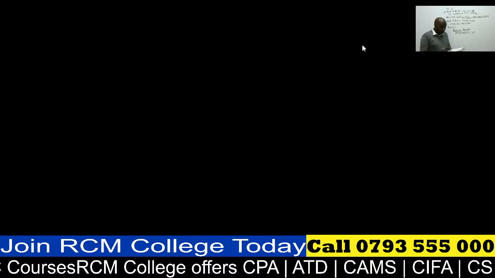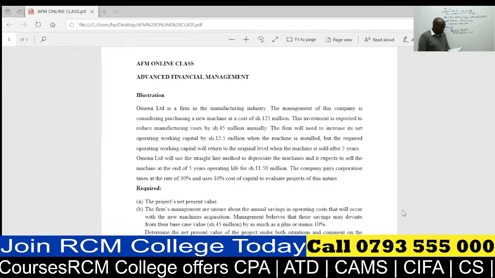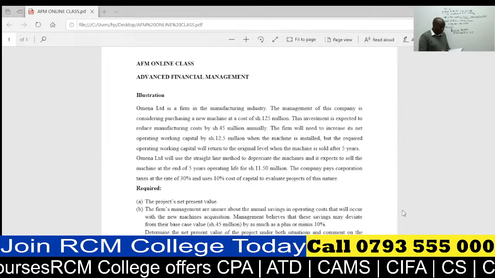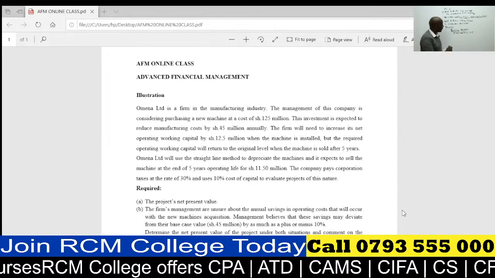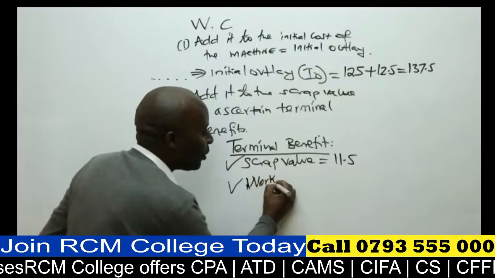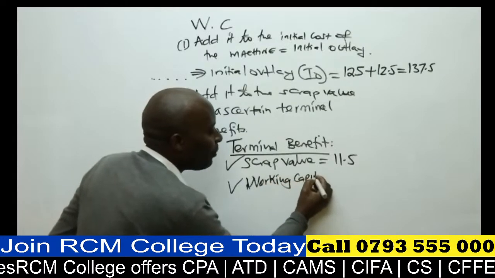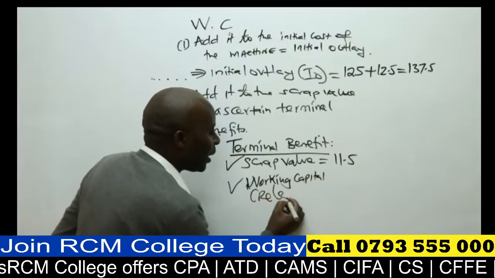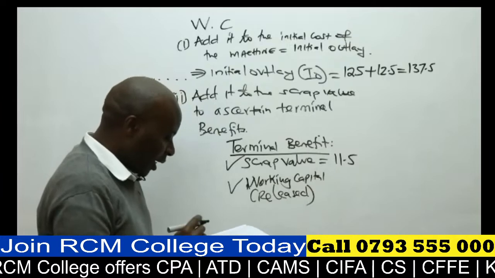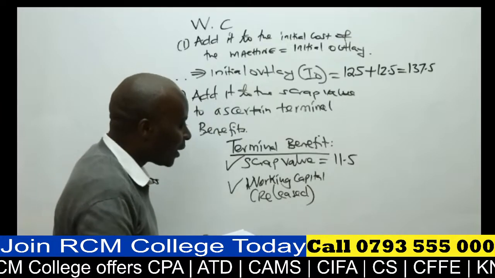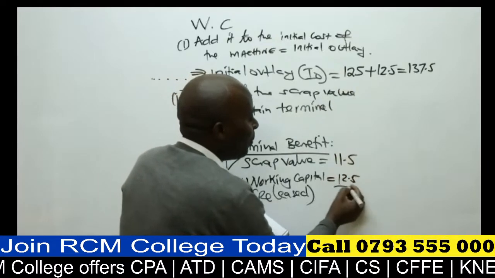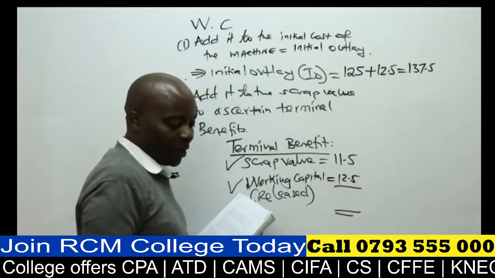On paragraph number 3, you'll be able to see, ladies and gentlemen, that this particular machine will be sold out upon termination at 11.5. And then the good thing is that we are going to receive working capital back. The working capital that shall be released to us is the same figure of 12.5. So in short, ladies and gentlemen, our terminal cash flows will be 11.5 plus 12.5.